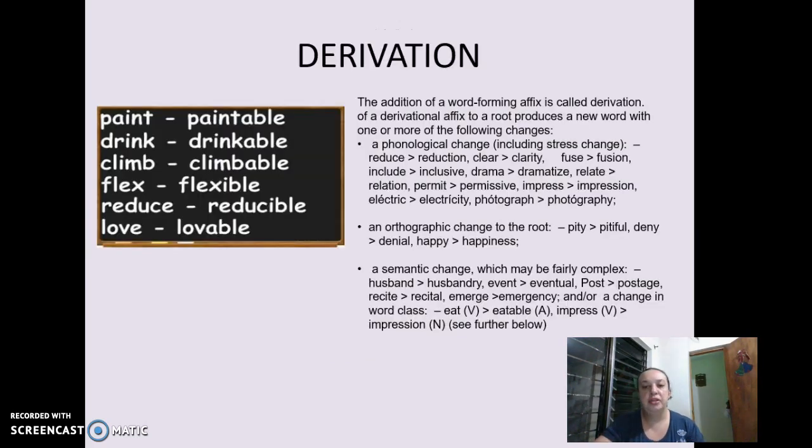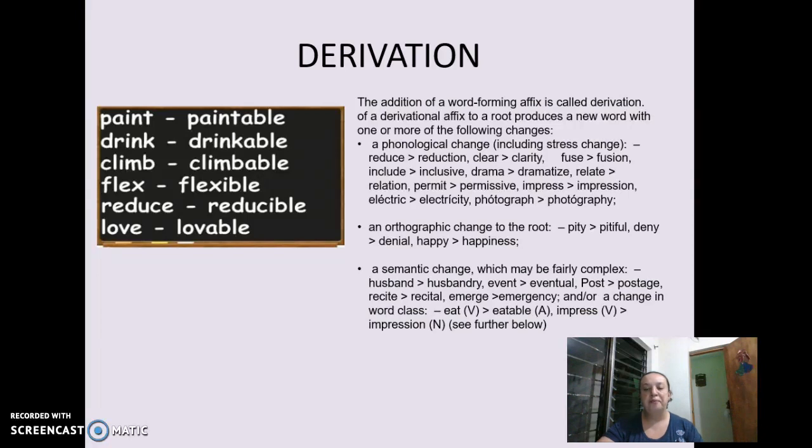What is derivation? Derivation is a word for forming affixes, called derivation. For example, paint, paintable, train, trainable, clean, cleanable, flex, flexible, reduce, reducible, lovable. And there are three forms of derivation in English: the phonological changes, the orthographic changes, and the semantic changes. In phonological changes, for example, reduce is reduction, clear and clarity, fuse and fusion.